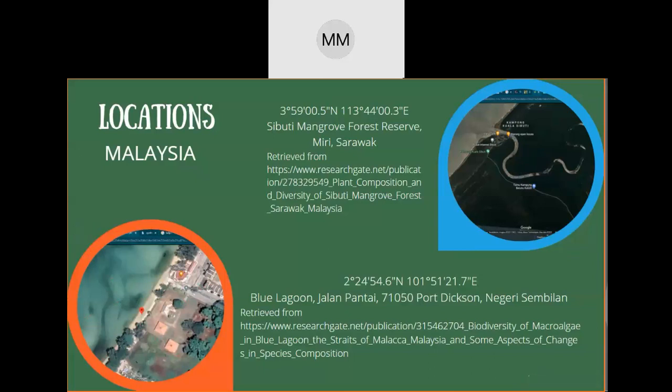Continue. For the location in Malaysia, the first is Sibutin Mangrove Forest Reserve, which is at Miri, Sarawak. The second is Blue Lagoon, Jalan Pantai, 71050 Port Dickson at Negeri Sembilan.